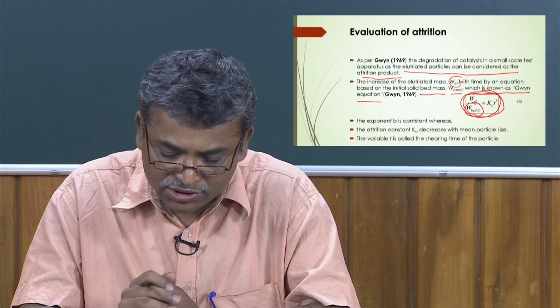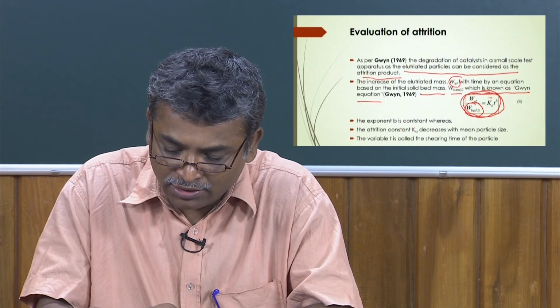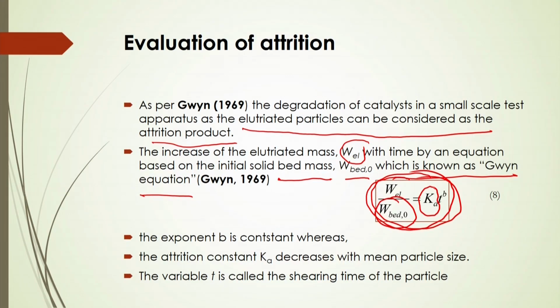And the attrition constant K_a is a constant that is obtained experimentally, and this decreases with the mean particle size also. If the mean particle size is smaller, then you will see that this K value also will decrease. The exponent b is constant in this case. Basically this K value and this b will be obtained from the experimental results.